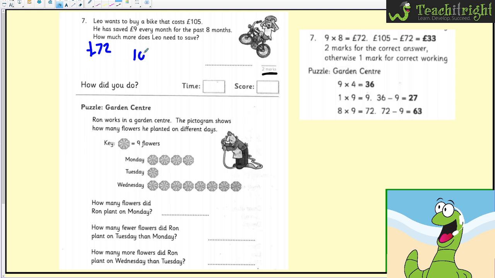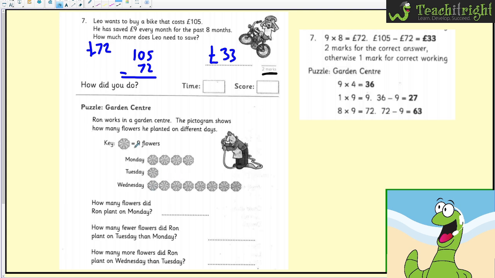Well, he needs the difference. And the difference in maths is always a subtraction, so we take those 2 away. We do 105, subtract 72, we end up with 33. And so I think that's going to be the answer. He needs £33, which at the current rate would take him another 4 months of saving, but it didn't even ask that, it just wants to know how much. Again, guys, fill in the score and write yourself down a time.